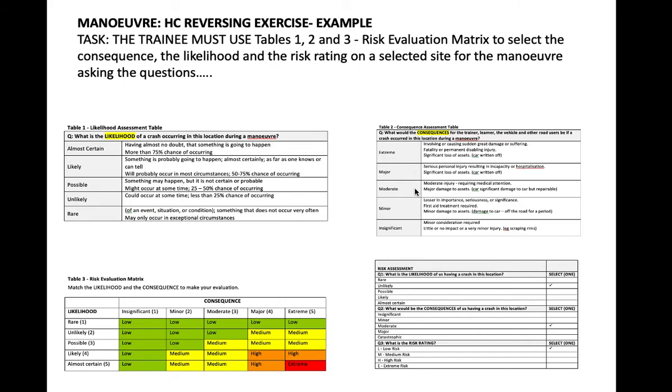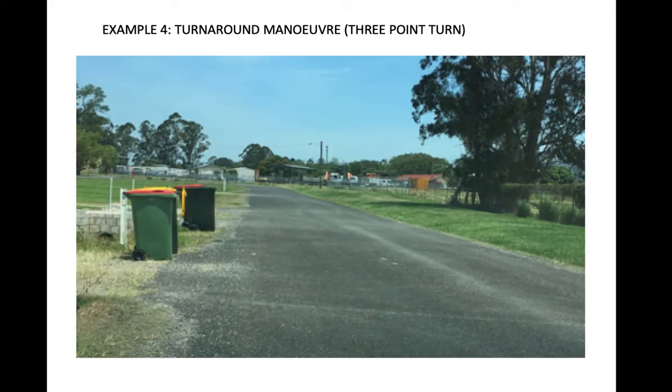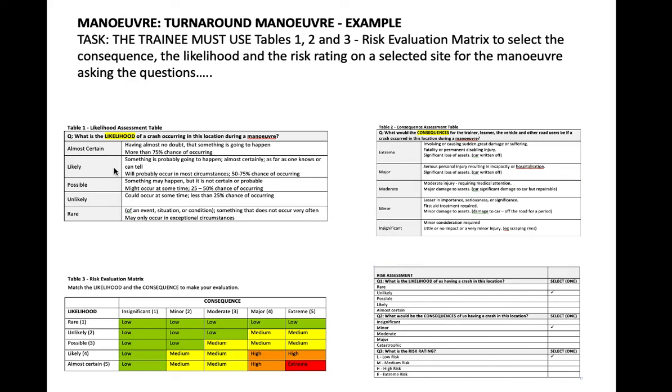Okay, over to table number 2, we've said that there is moderate risk for the example that we've given, and then you join those two up on table number 3, and that would come out as a low risk maneuver. Okay, this is turnaround maneuver, which is also known in other states as a 3-point turn. Let's take a look at this one here.